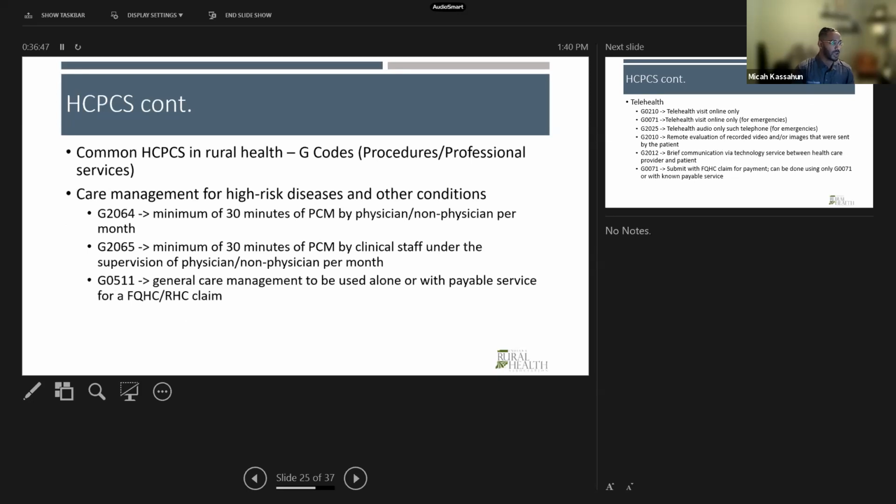And so, common HCPCS in rural health, obviously we talked about some G codes. We can see here for care management of high-risk diseases that are common, G2064, meeting 30 minutes with a physician, G2065, very similar, and then G0511, general care management for FQHC and RHC claims. We'll see that that's very common as well.